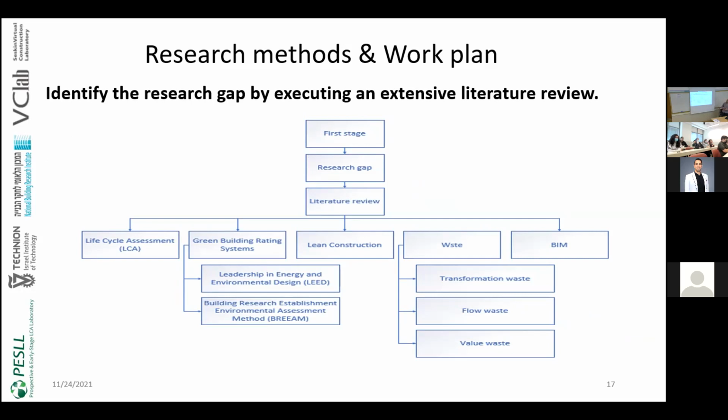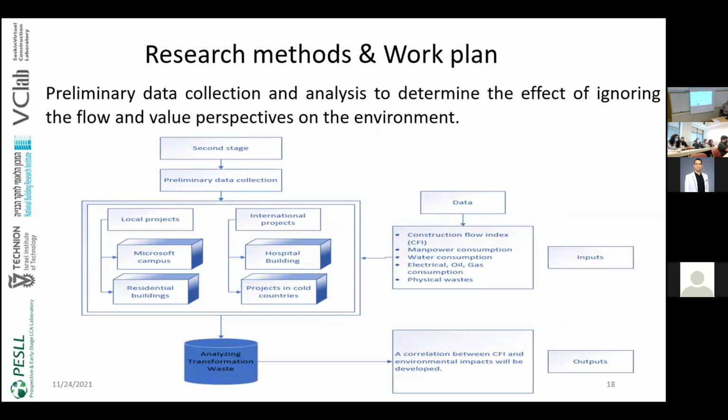The literature review covered 5 main fields, which are building information modeling, lean construction, waste in construction, green building rating systems, and life cycle assessment. The second step is preliminary data collection and analysis to determine the effect of the flow and value perspective on the environment.